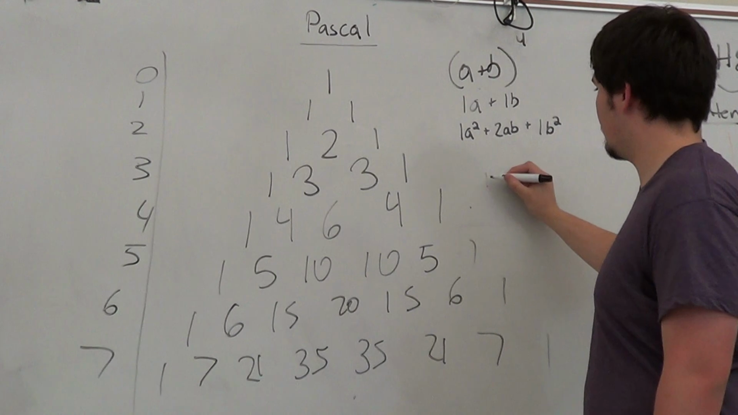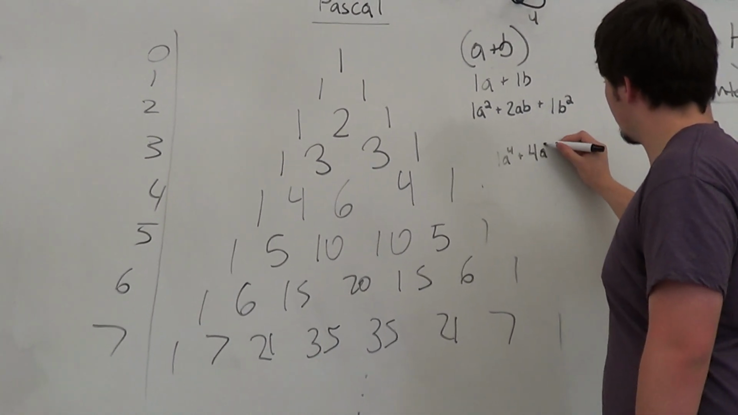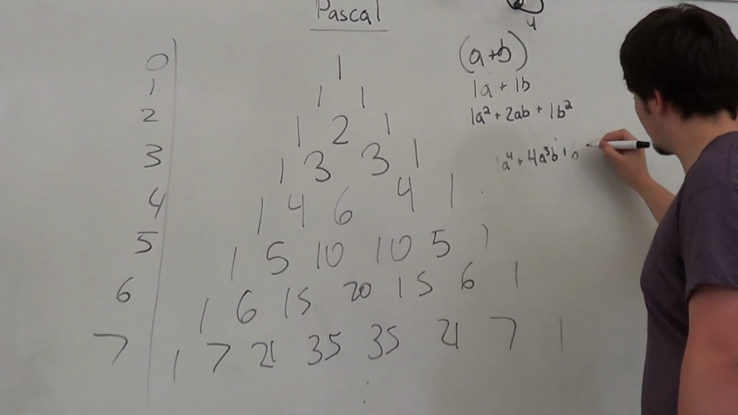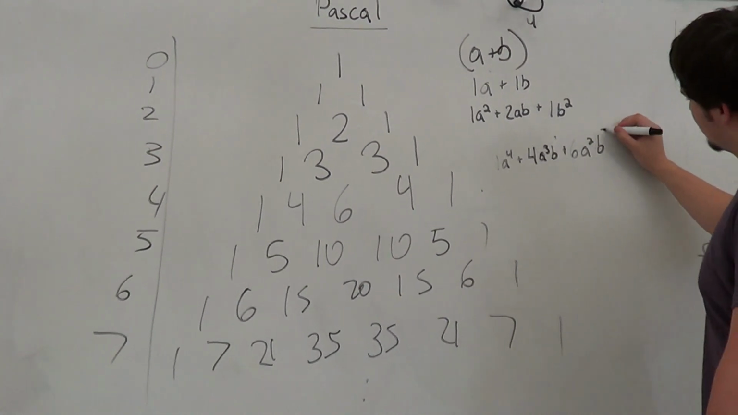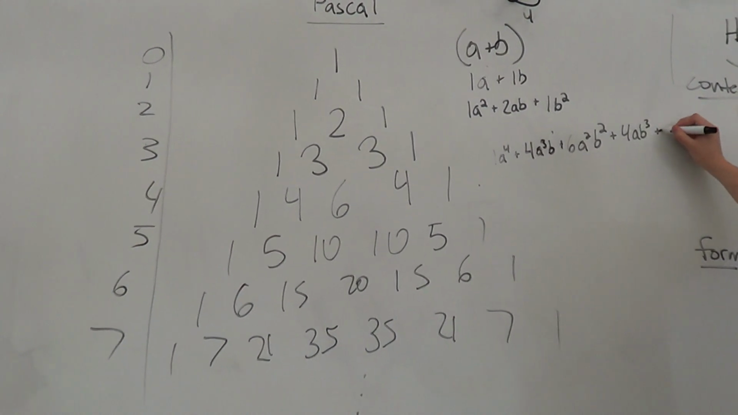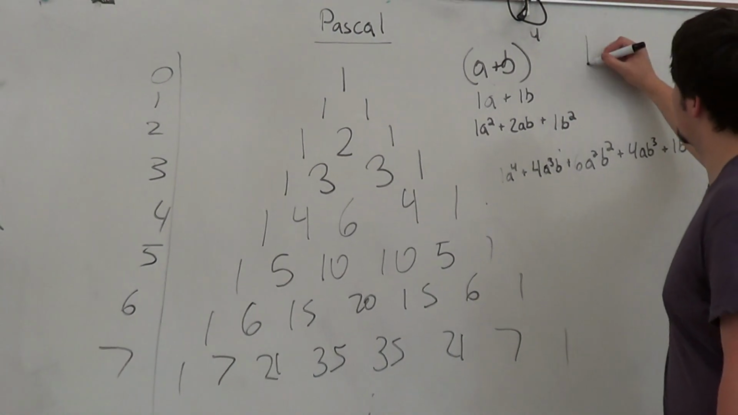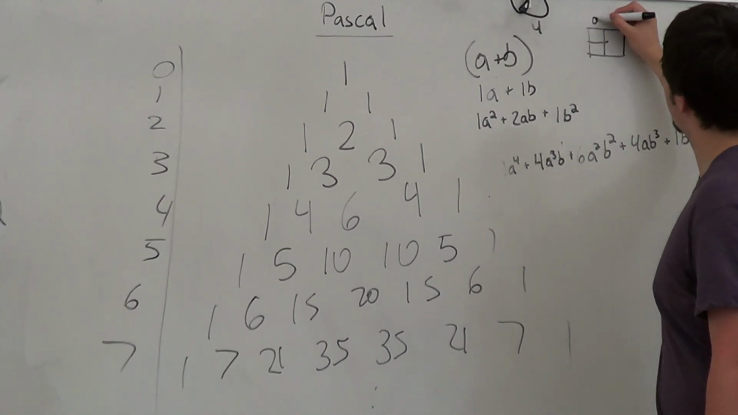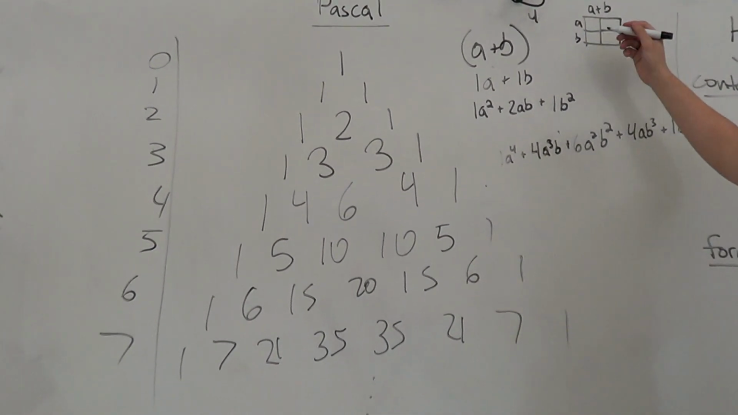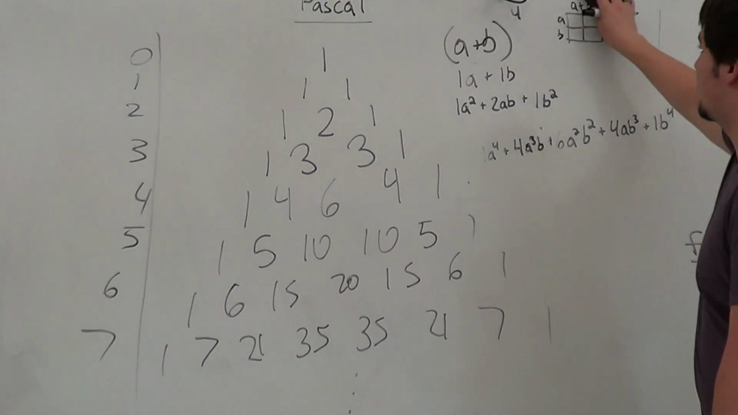It's going to be 1a to the fourth, 4a to the third b, then 6a squared b squared, then 4ab cubed, and then 1b to the fourth. Now you can do this, or you could FOIL it, and then FOIL it, and then FOIL it. If you'd like. That would be easy, right? No, it's not. It's going to take you forever.